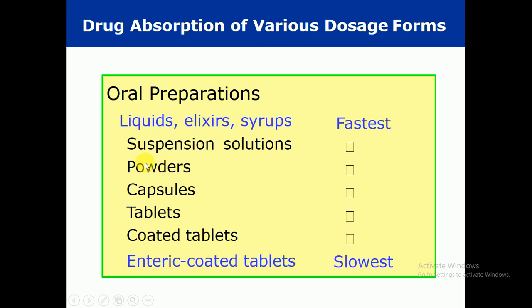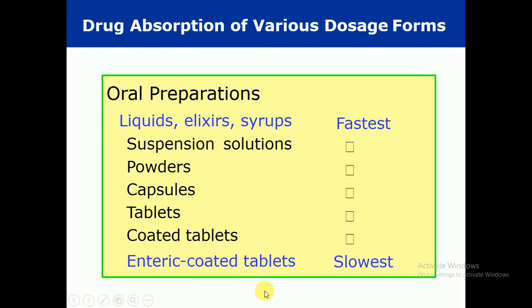Now this is called the order of absorption, that is, which of the following drugs are absorbed quickly, or which one is absorbed slowly. It means that the absorption rate of liquid, elixir, and syrup is greater than suspension and solutions, then the absorption rate of suspension and solutions as compared to the powder, then capsule, then tablet, then coated tablet, and then enteric-coated tablet, so its absorption is slow.